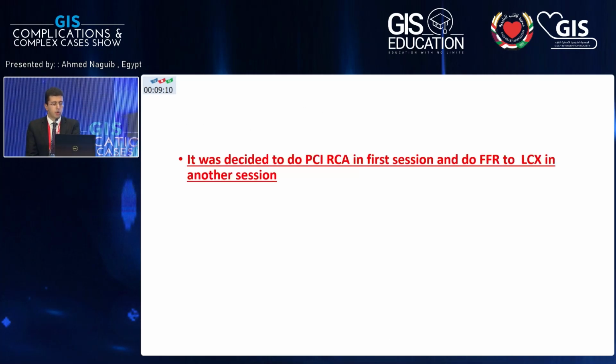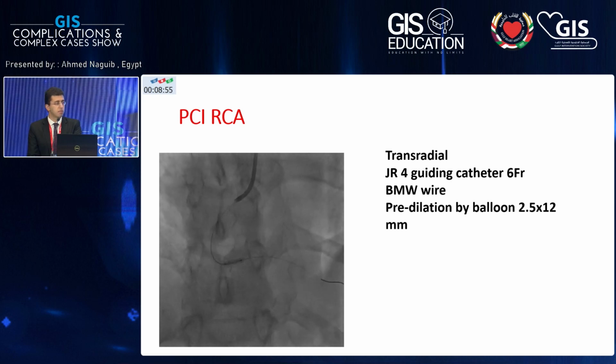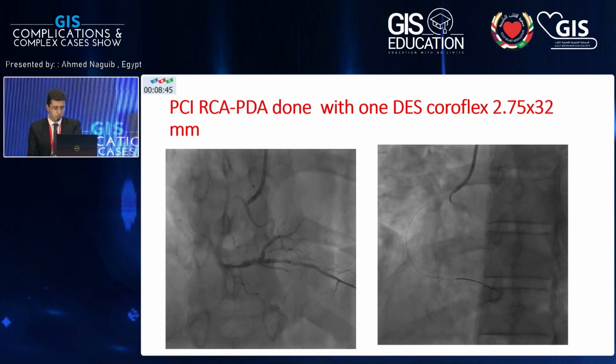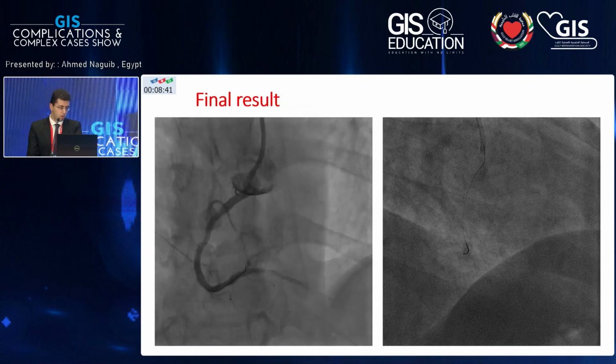So the operator decided at that time to do the PCI to the RCA and to do an FFR to the LCX in another session. They did a transradial approach, JR4 guiding catheter, 6 French, BMW wire, pre-dilatation by balloon 2.5, 12 millimeter, and then deployed a stent 2.75 at 32. And this is the final result.